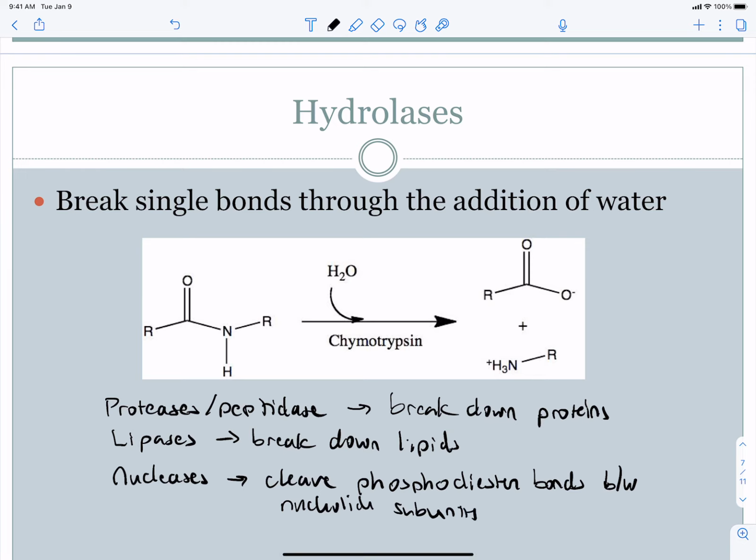And so here we have chymotrypsin, which is going to break apart this protein into two parts by the introduction of water. So you're going to add an oxygen to one and hydrogen to the other unit.